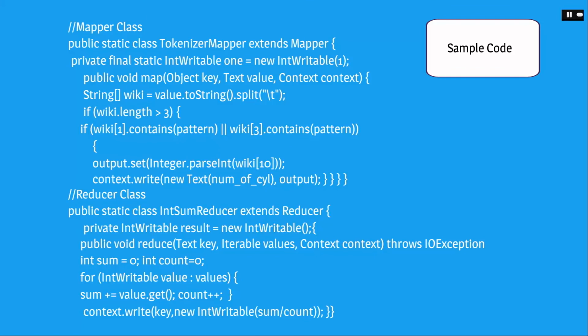Here is the sample MapReduce code for the previously discussed problem. This program consists of a map class and a reduce class. The map class contains methods to perform map tasks and the reduce class contains methods to perform reduce tasks.